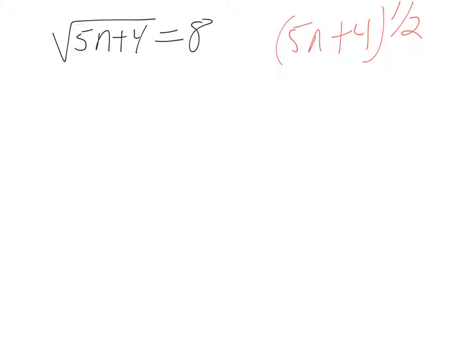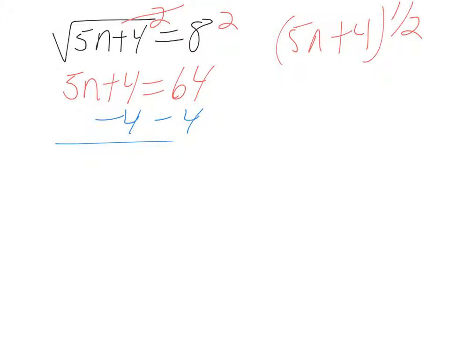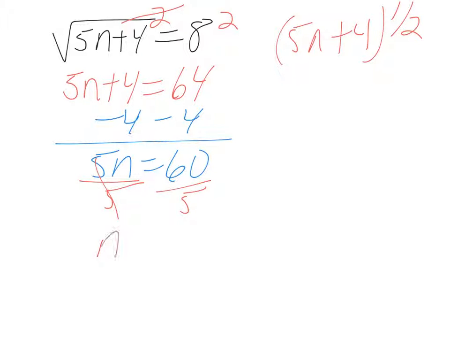So we're going to square both sides, and you have to square both sides because whatever you do to one side you have to do to the other. That's one of the rules in algebra to solve for a variable. Those cancel each other out, so then I have 5n plus 4 equals 64, because 8 squared is 64. And then I just have a two-step equation. Minus 4 minus 4, 5n equals 60. Divide by 5, divide by 5, so n equals 12. So that would be my answer.